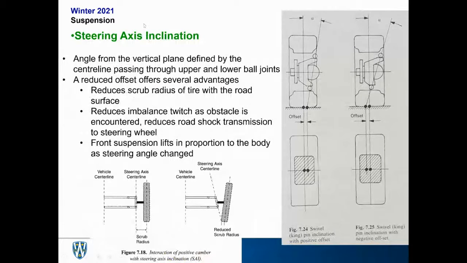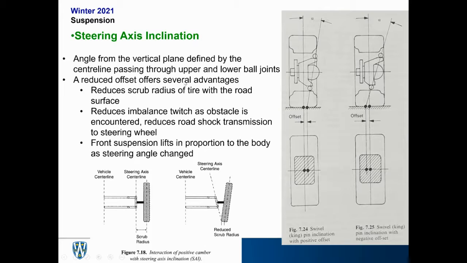Okay, steering axis inclination. Sorry about that. This is the angle from the vertical plane defined by the center line passing through the upper and lower ball joints. So we have the upper and lower connections from the suspension to the vehicle. We have a line that goes through those upper and lower control points. And then we create another line that passes through the tire center line itself. So we want to measure that angle.